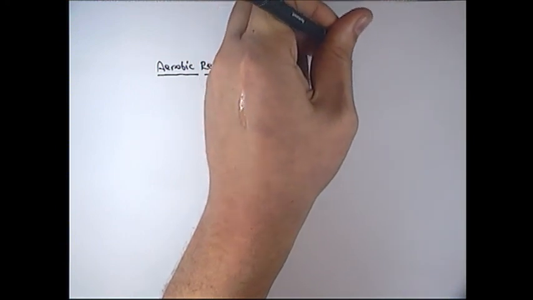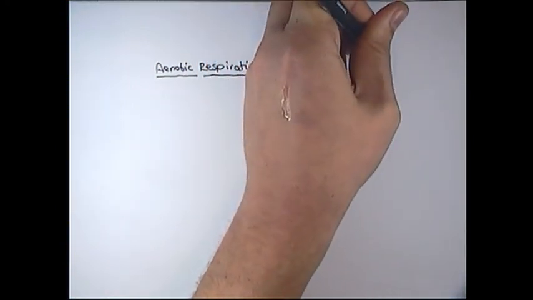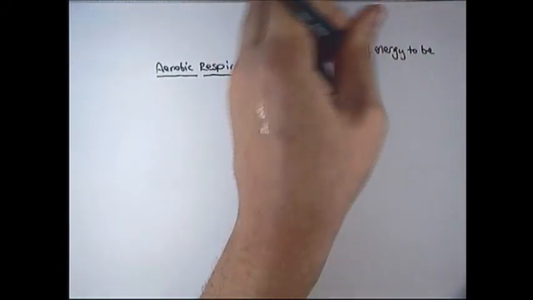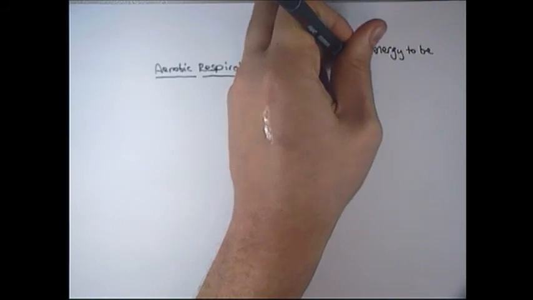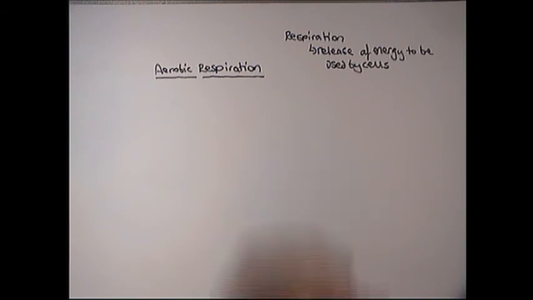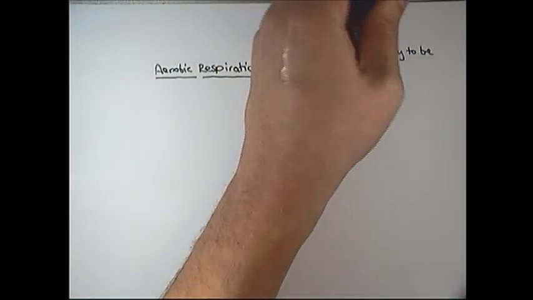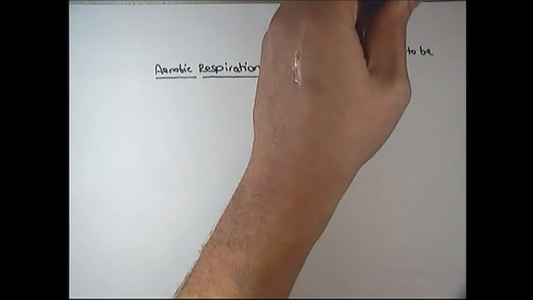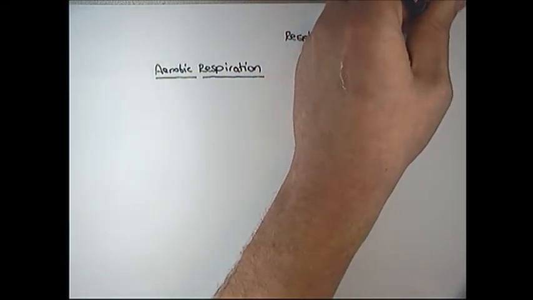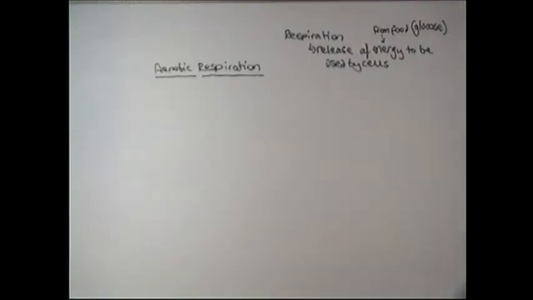In particular, it's the release of energy in order for the energy to be used by cells. And we've said that respiration has to happen in every living cell, so every cell of your body is doing respiration. When you're doing respiration and releasing the energy to be used by your cells, the energy is being released from food, in particular being released from molecules of sugar, or to give it a scientific name, glucose.